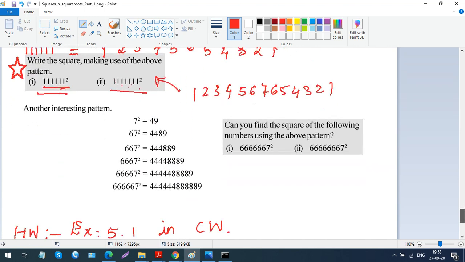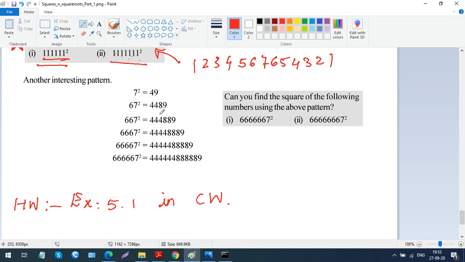Okay, so now come to another pattern. It's another interesting pattern. It deals only with the 7 in the units place, and the number of 6's goes on increasing in the other places. If it is 7 square, it's going to be 49. If it is 67 square, you have 89, and then 2 4's. If it's double 6 and 7 square, it again ends with 9. You have 2 8's. How many 6's are there? That many 8's you are supposed to put, and an extra 4.